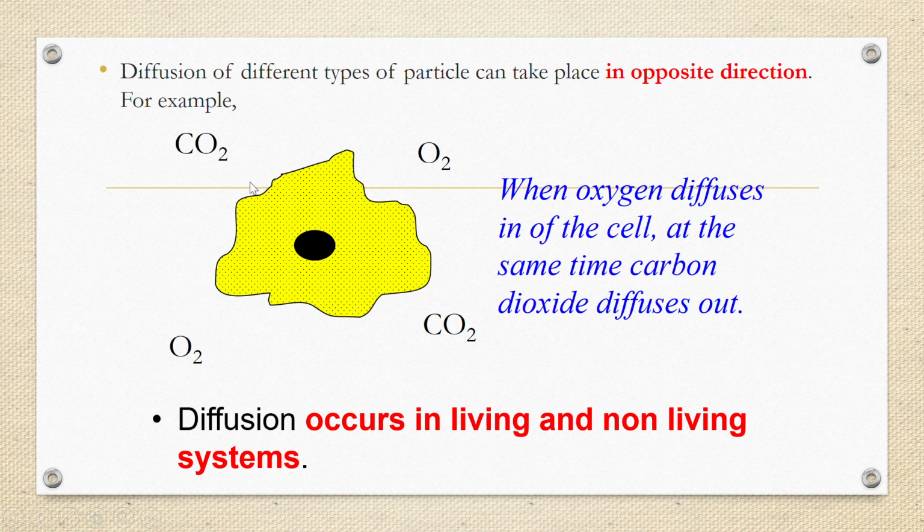Okay, and the opposite happens to the carbon dioxide. Carbon dioxide is the byproduct of respiration, so a lot of carbon dioxide is being produced from respiration, causing accumulation of carbon dioxide. So this carbon dioxide from the high concentration region is going to diffuse out to the surrounding, which relatively has a lower concentration of carbon dioxide gas.